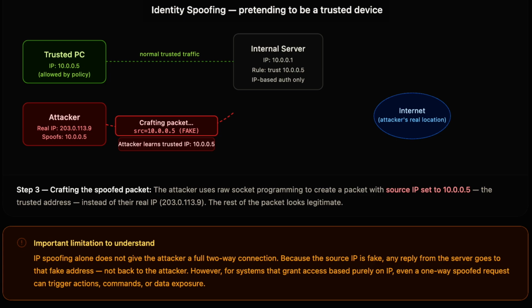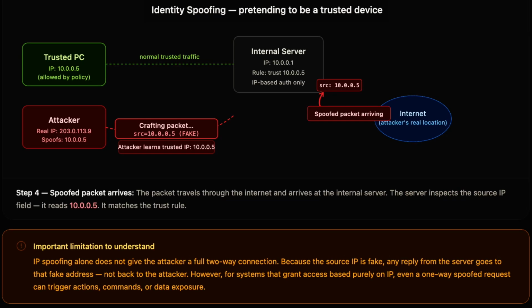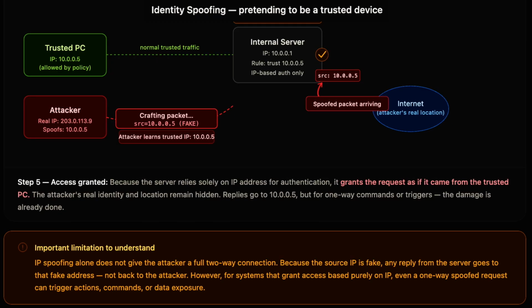One common reason is to hide who they really are, making it harder for defenders to trace the attack. Another use is to pretend to be a trusted device. For example, if a network trusts traffic coming from a certain internal IP address, an attacker may try to copy that address.